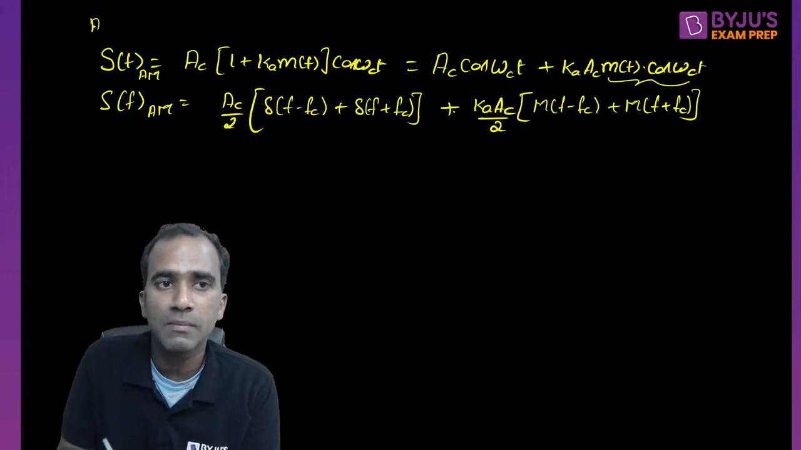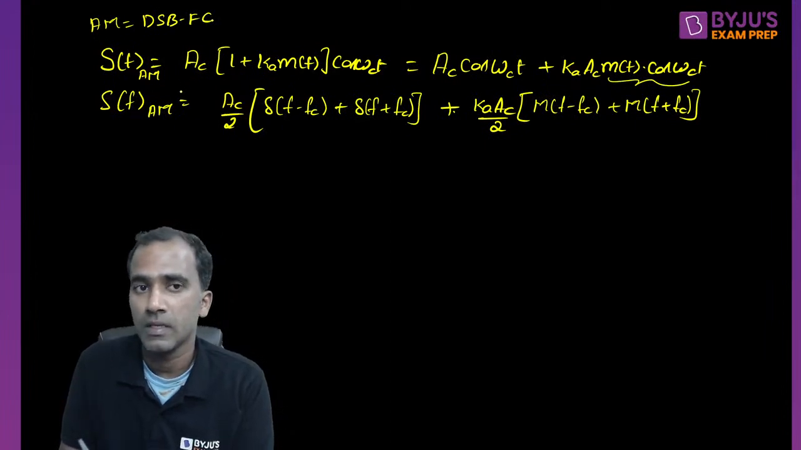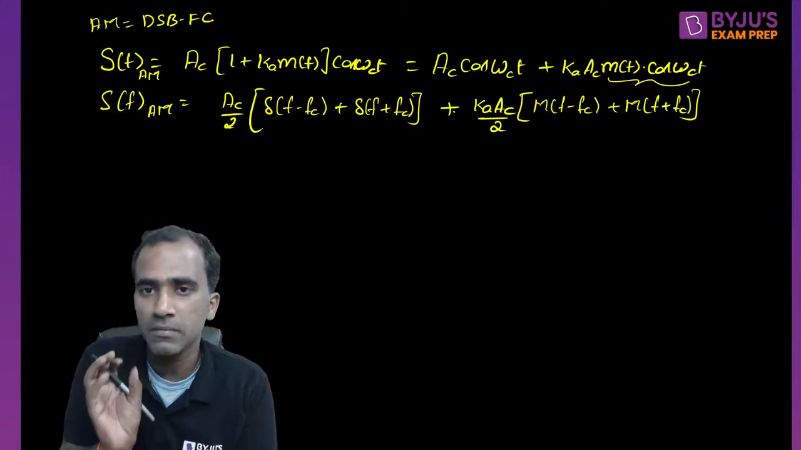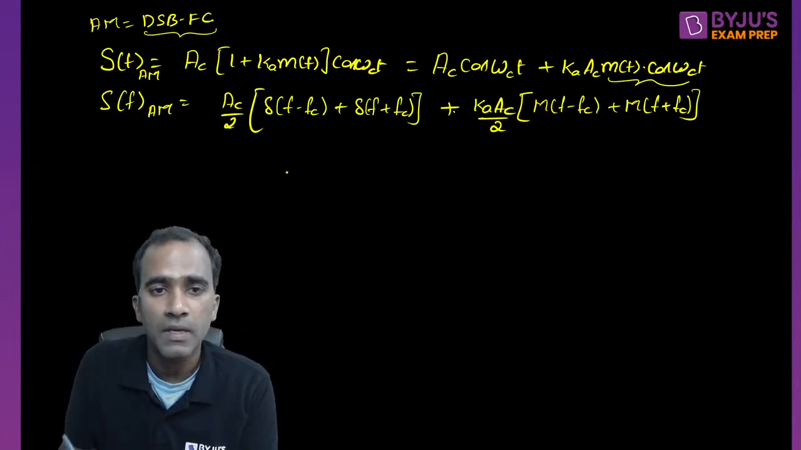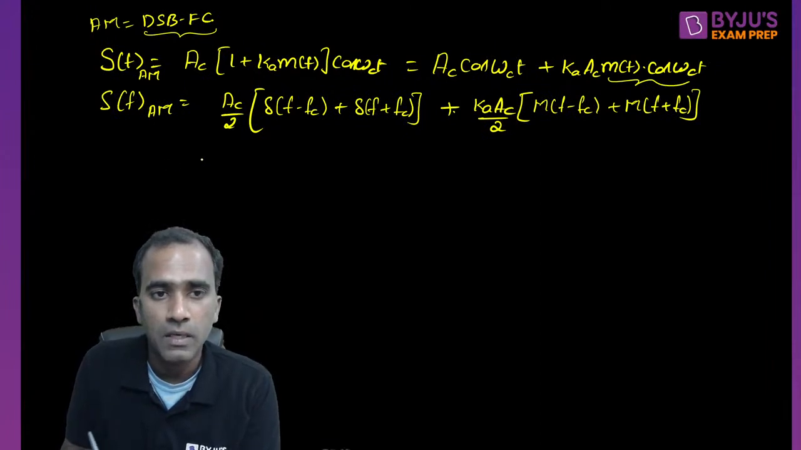When somebody says just AM, they are talking about double sideband full carrier. There are other AM modulation techniques also, but if they simply say just AM, they talk about the basic amplitude modulation technique, which is double sideband full carrier modulation. Okay, now let us quickly plot the spectrum.